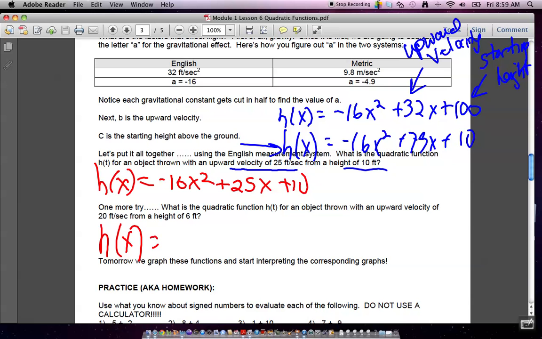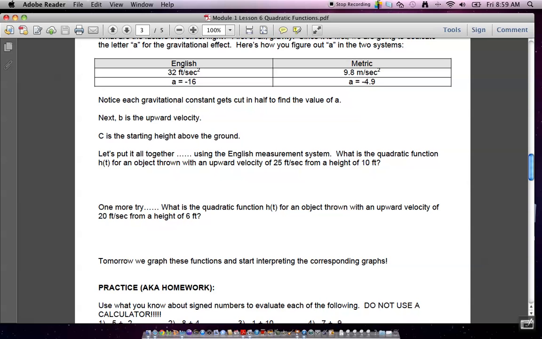Okay, what does it always begin with, everybody? Negative 16x squared. And when I say always, I mean in the English system. If I switch to metric, it would be negative 9.8. And then what goes next? Plus 20x plus 6. Very good. That's everything we needed to know. Any questions on that, guys? All right, so you are completely ready to rock and ready to roll in the beginnings of our studies of quadratics and parabolas, which is a very important part of our studies for the year.